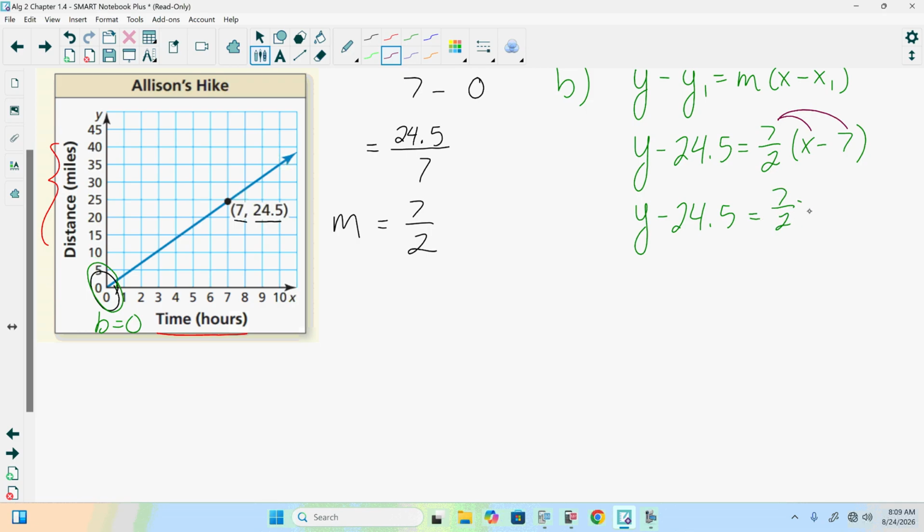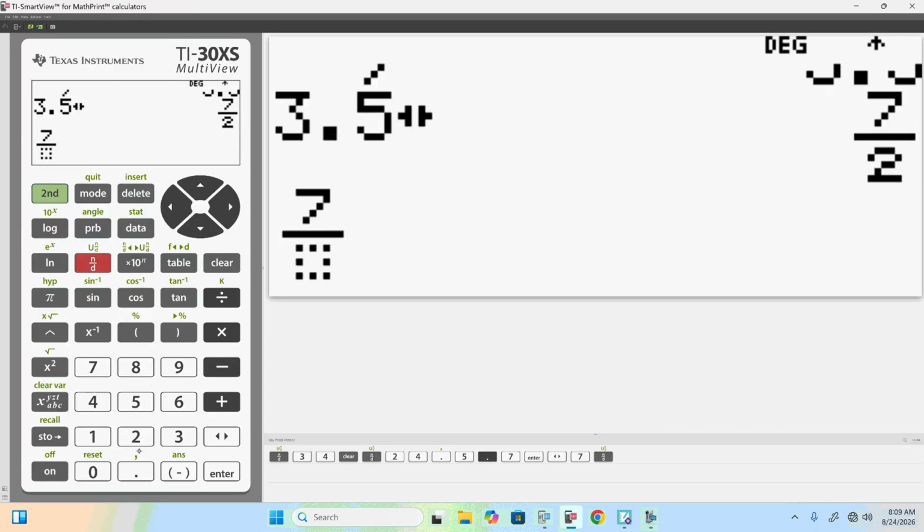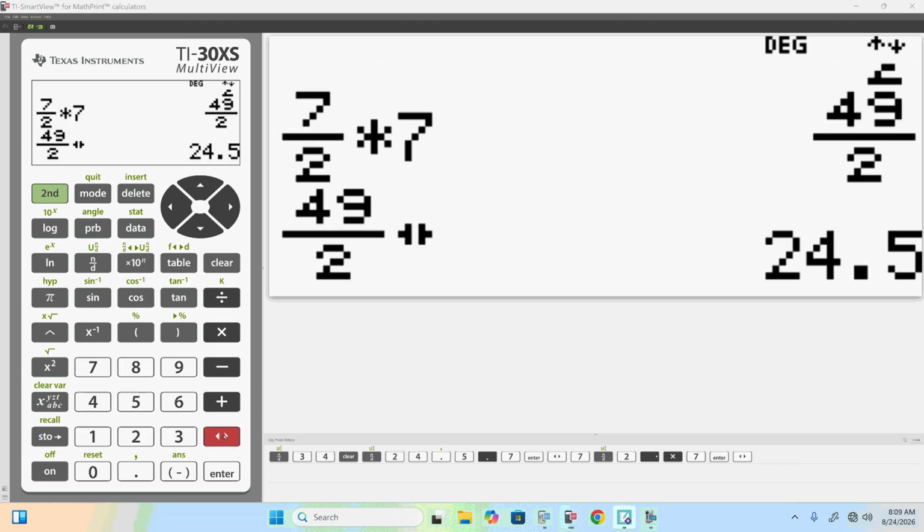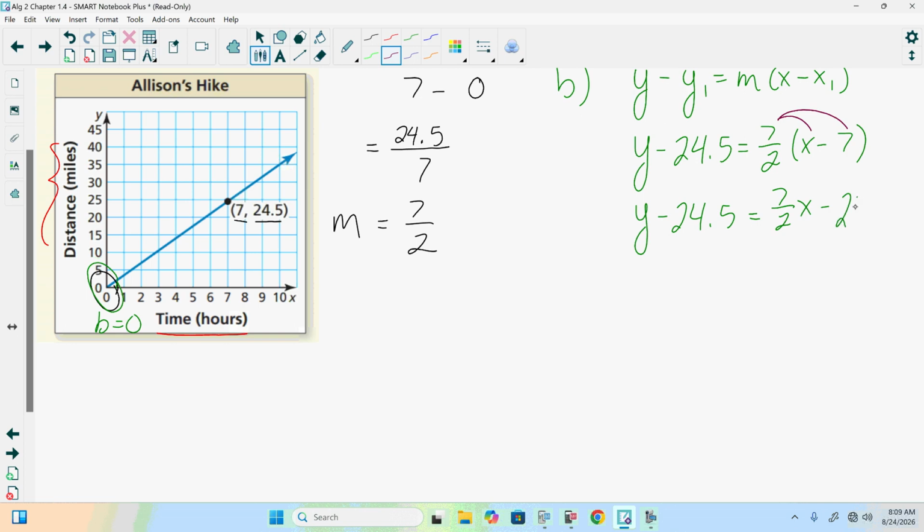7/2 times x is going to be 7/2 x. Now 7/2 times 7 is 49/2. Now, we have a decimal already on the left-hand side, so it might be nice for calculation to have a decimal on the right, 24.5. Either way, we need them to match up because we need to get y by itself. So the last thing we're going to do is add 24.5 to both sides.